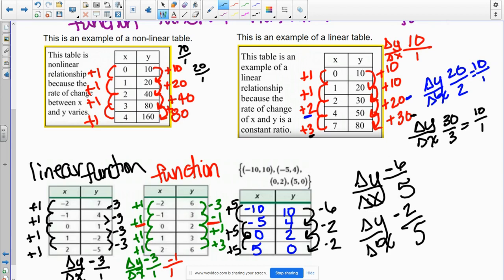Now, is it a function? It sure looks like it. Every x value has its own y value. So it's a function, just not a linear function. So the only linear function we have on this one was our first example.